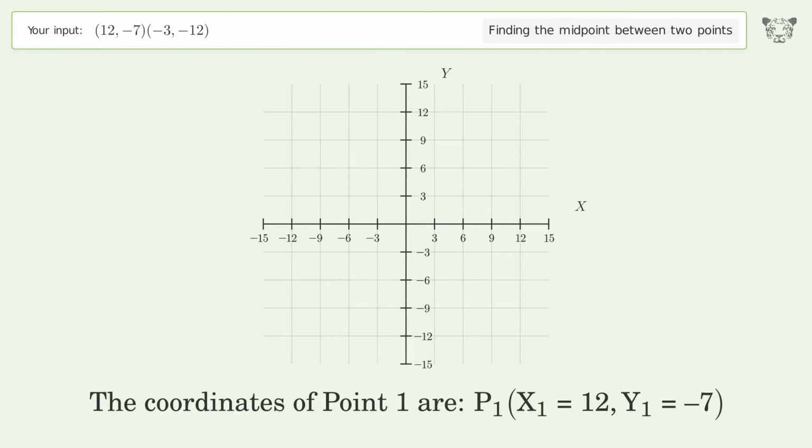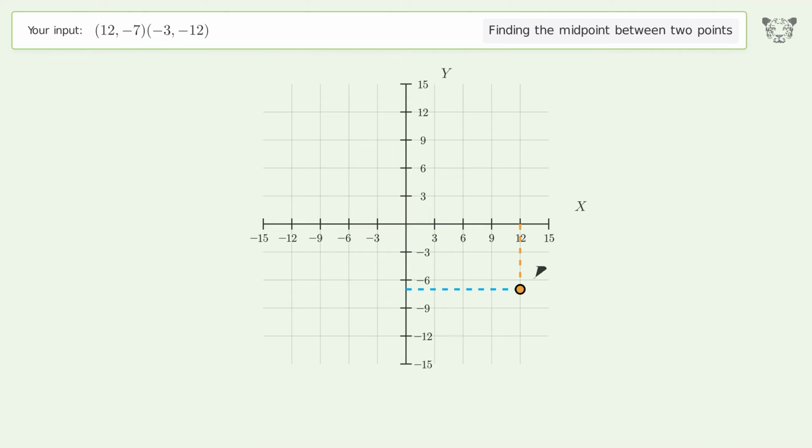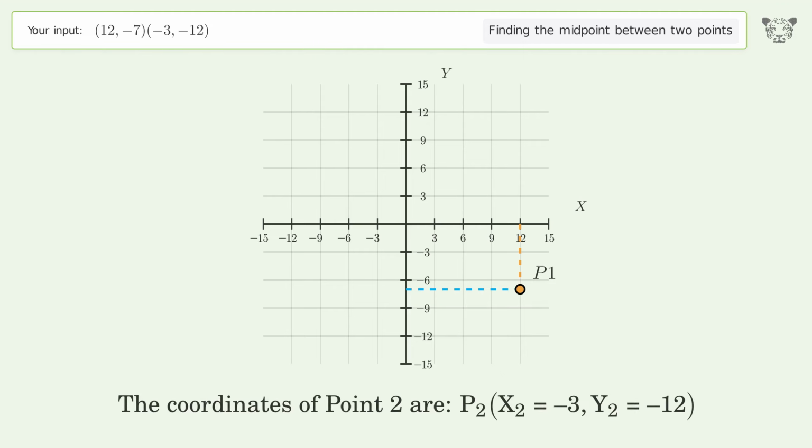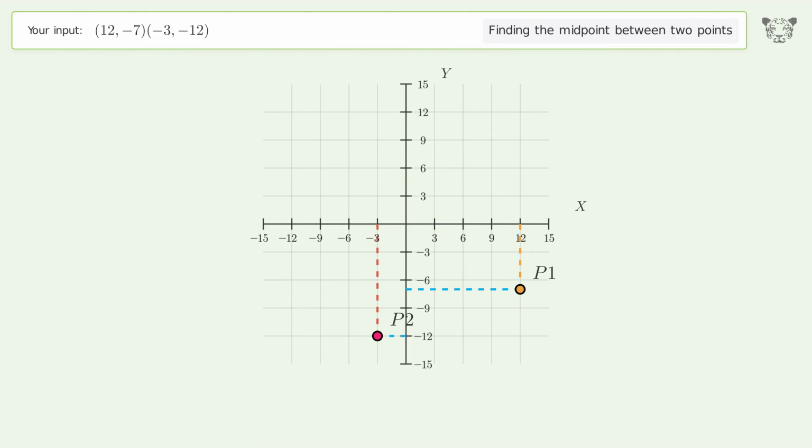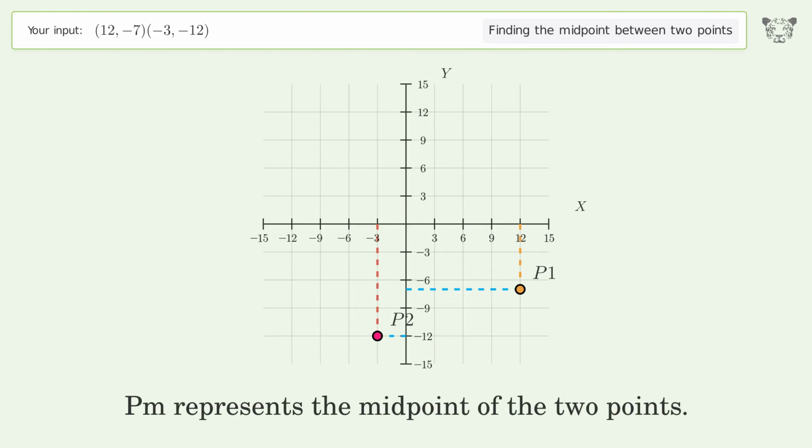The coordinates of point 1 are x1 equals 12, y1 equals negative 7. The coordinates of point 2 are x2 equals negative 3, y2 equals negative 12. PM represents the midpoint of the 2 points.